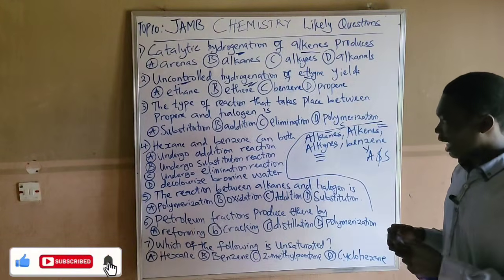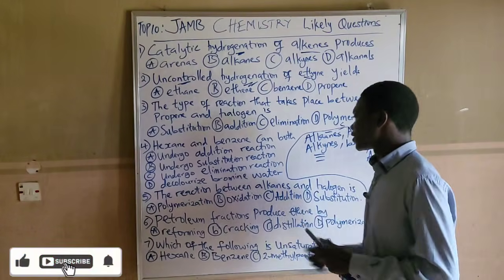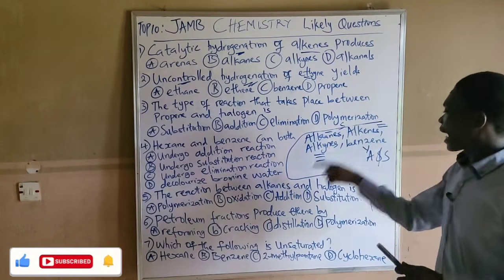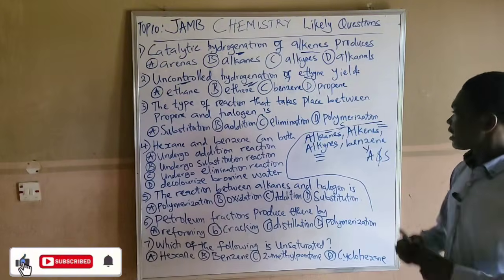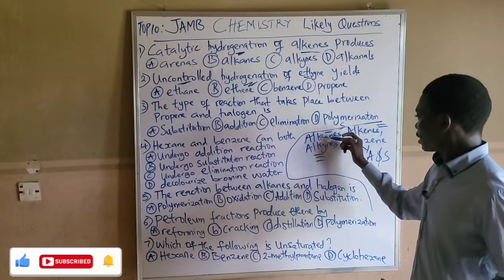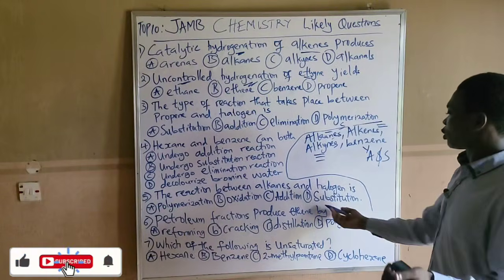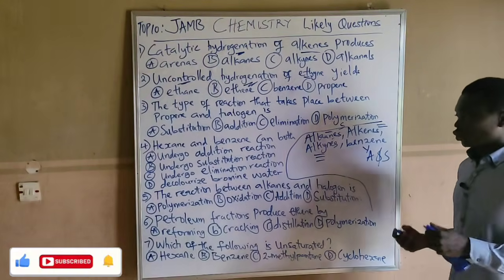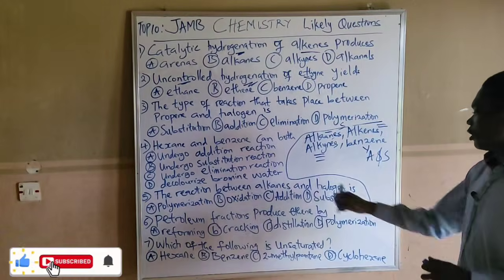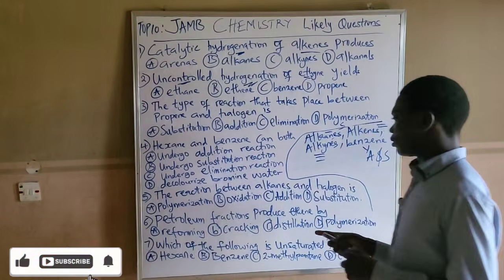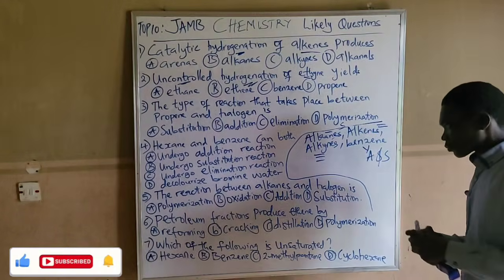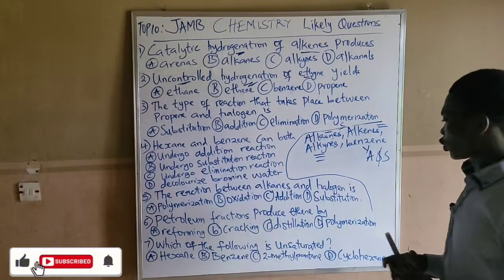Take note of that. Now, number 5 says the reaction between alkanes and halogen is this. It undergoes what reaction? I've already mentioned it here. Substitution reaction. It does not undergo this. So it is substitution reaction. And number 6, petroleum fraction products.